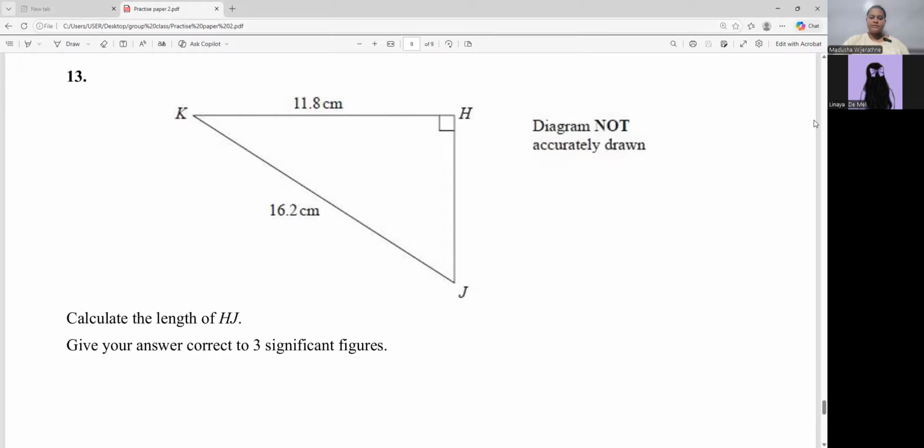Thirteenth one. Linaya, what is the answer? Did you do it? Oh, teacher, not this one. This is the one that I couldn't do. So this is a right angle triangle. Calculate the length of HJ.